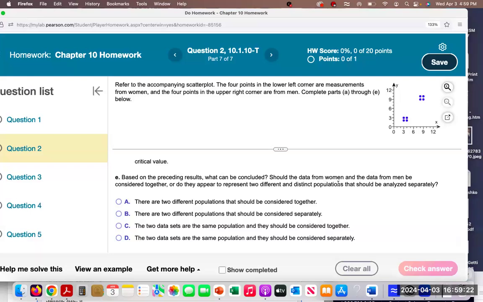Based on this result, what can be concluded? Should the data from women and the data from men be considered together, or do they appear to represent two different and distinct populations that should be analyzed separately? There are two different populations that should be considered separately.